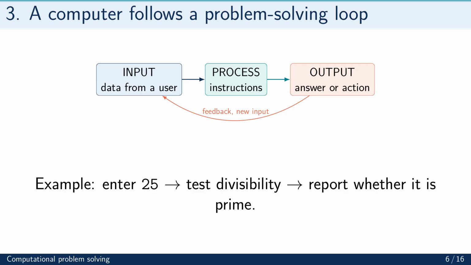The loop is useful because it gives us a clear way to describe almost any program. When a program behaves incorrectly, we can ask which part of the loop is wrong. Did we collect the wrong input? Did the process contain an error? Did we produce the wrong output or present it unclearly?